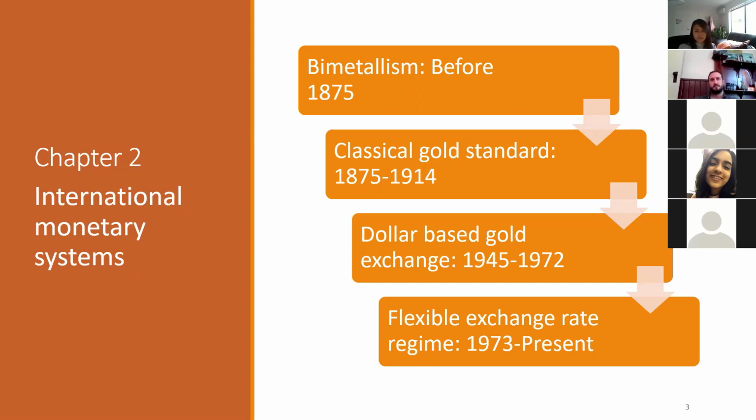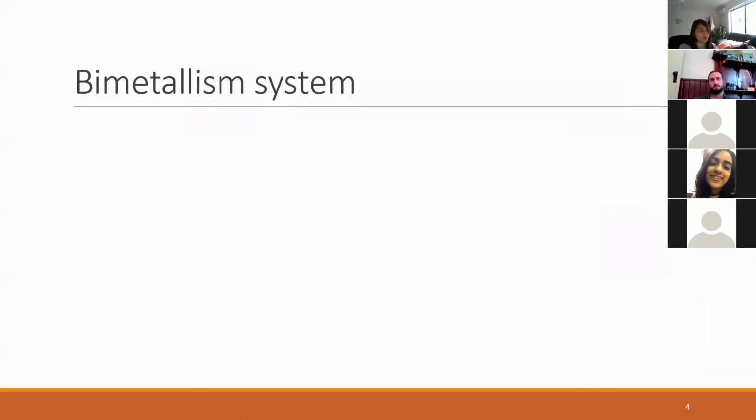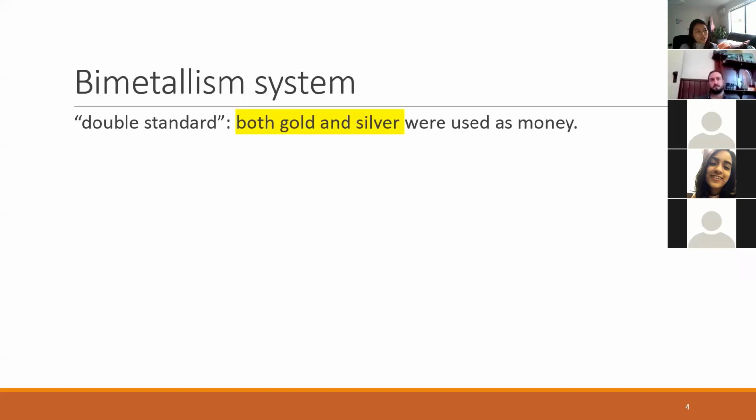Okay. So for each of these different exchange systems, I'm not going to go through the details because that's already in the lecture slides. But for each of these systems, I want you to understand briefly what it is about, so how it works. And second, what are the main problems of the systems, okay? So, for example, if we go back in time to 1875, we have the bimetallism system.